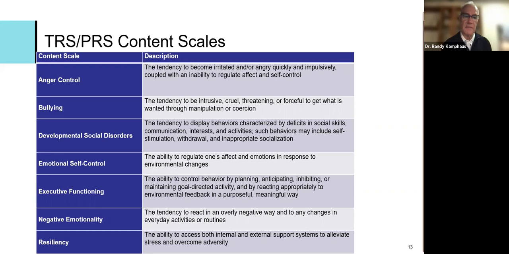The DSD scale is an autism scale. We could have easily labeled it an autism scale. However, we wanted to be sensitive to the potential for misdiagnosis or overdiagnosis and did not want to alarm parents. So the DSD scale could be a case of autism. If it's elevated, it may not be a case of autism, maybe due to something else.